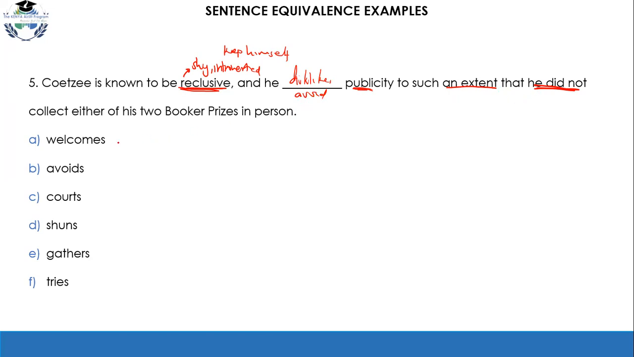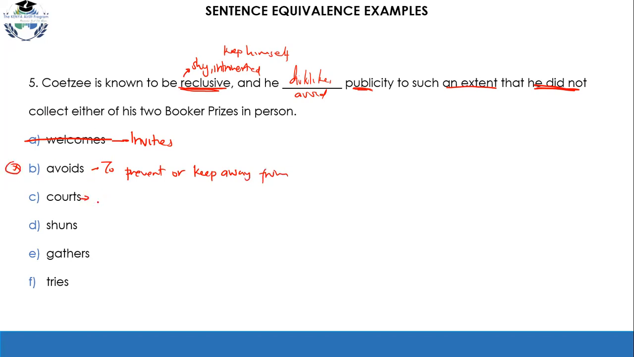So welcomes here. Welcomes means invites. So does he welcome publicity? If he welcomed publicity, he would not have missed his Booker prizes. He would have been there in person. So again, for this one, welcomes doesn't really work. Avoids, I've already mentioned this, means to prevent or keep away from. This one works, all right?